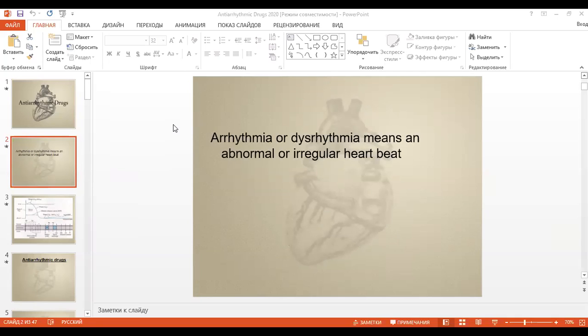But firstly, we must remember about normal rhythm, about the action potential.